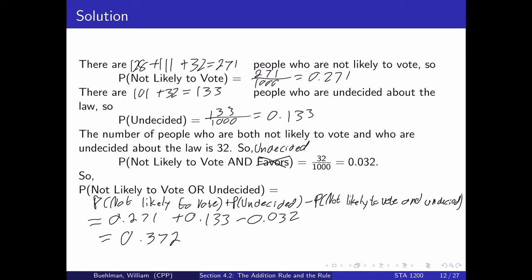So our probability of being not likely to vote or undecided is the probability of being not likely to vote plus the probability of being undecided minus the probability of being not likely to vote and undecided, which is 0.271 plus 0.133 minus 0.032, which gives us 0.372. So our probability of being not likely to vote or undecided is 0.372.